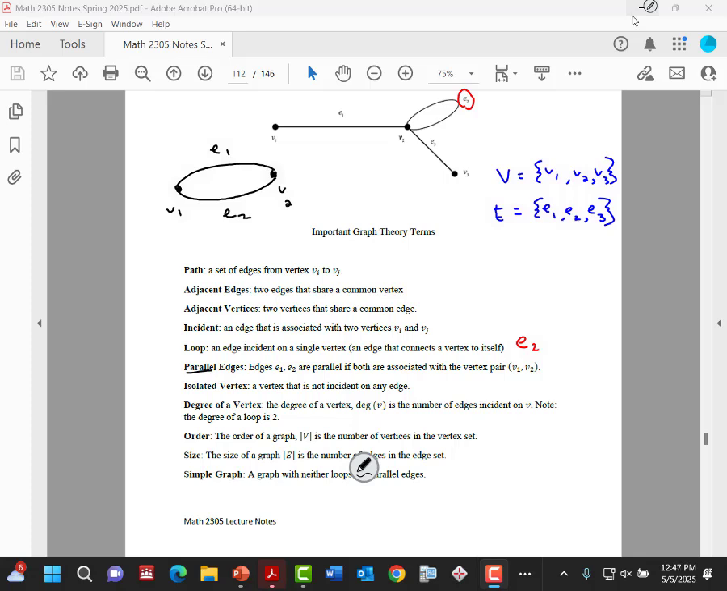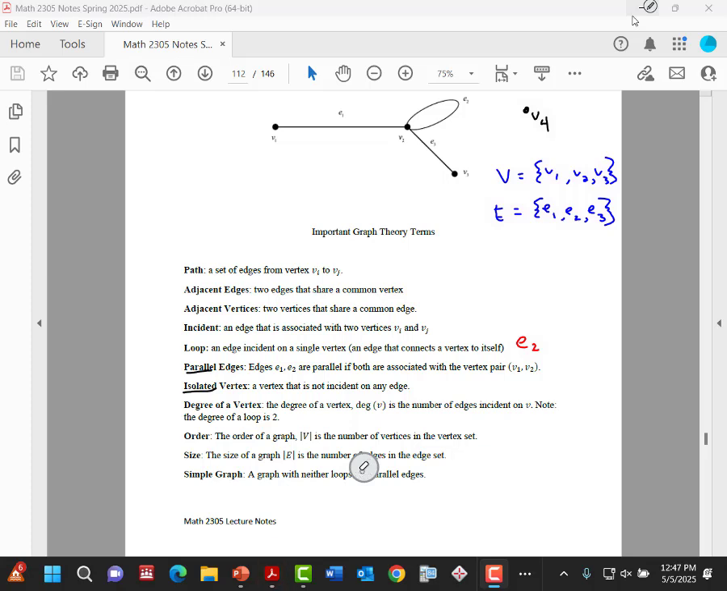An isolated vertex is a vertex that is not incident on any edge. What would this look like? If I looked at this same graph right here, and then let's say I threw another vertex out here by his lonesome self, and I called him V4. But notice there's no edge to connect him to any other vertice or even to himself. So in this instance, this would be called an isolated vertex.